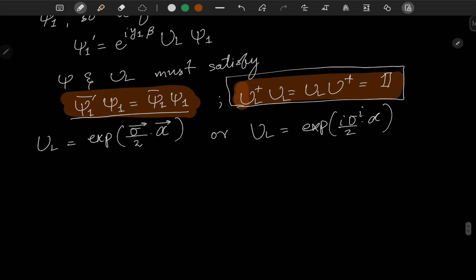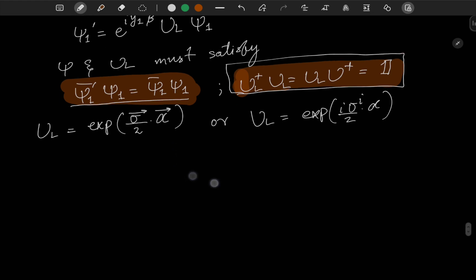Now if we move towards the local symmetry, or the local gauge invariance, we should write it like this, with alpha as a function of x.